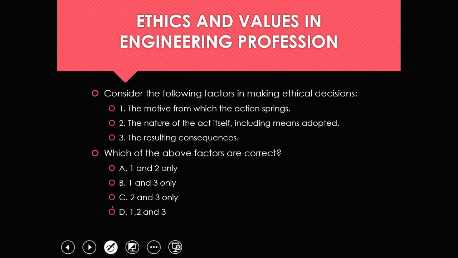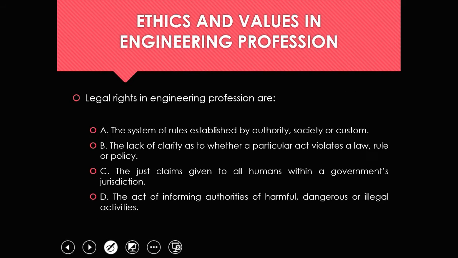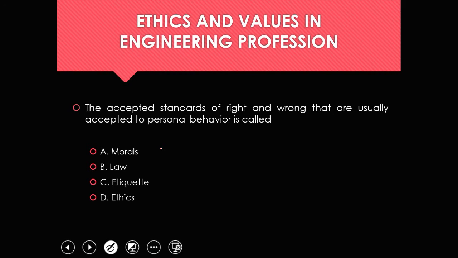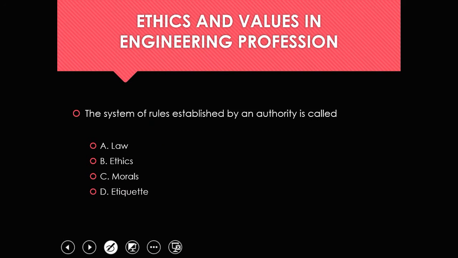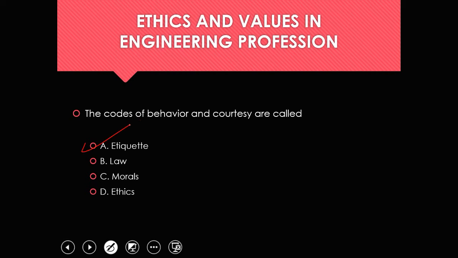Consider the following factors: the motive from which the action springs, the nature, all of these are correct. Legal rights in engineering profession is a system of rules, could be lack of clarity. I don't think so. Just claims to all human beings at a government's jurisdiction, correct. The accepted standard of right and wrong that are usually accepted for personal behavior is called, since personal behavior, therefore we could go with morals. The system of rules established by authority, law. Codes of behavior and courtesy are called etiquette.